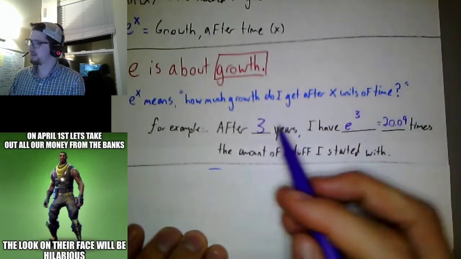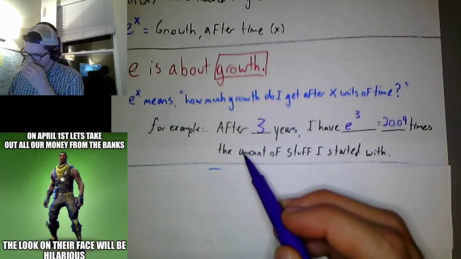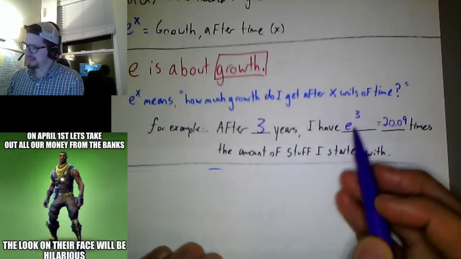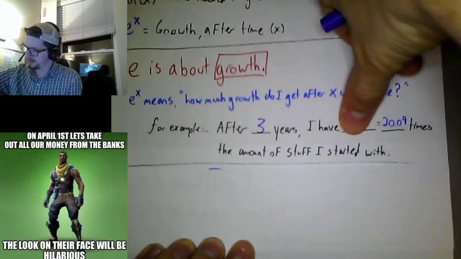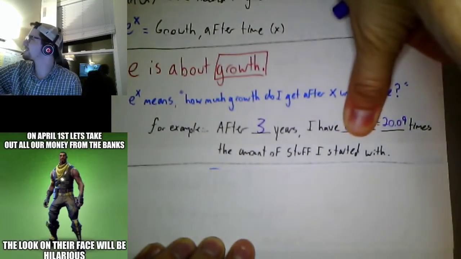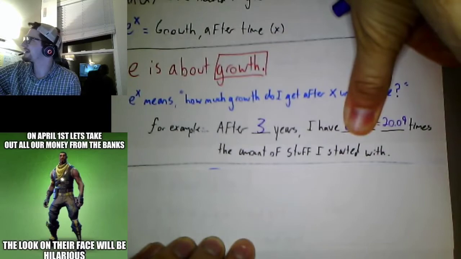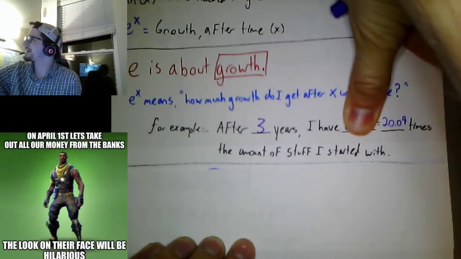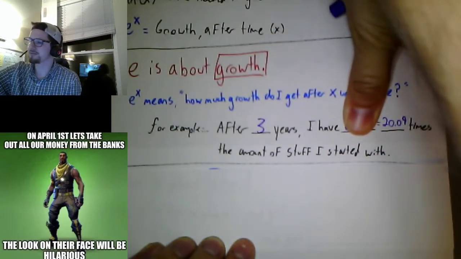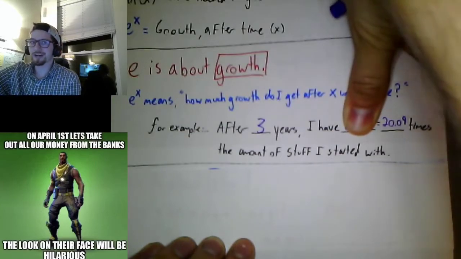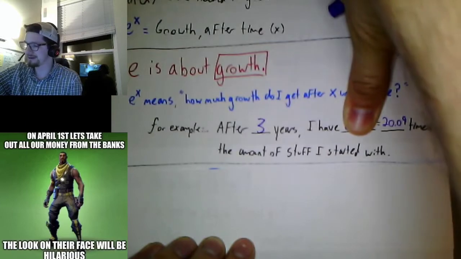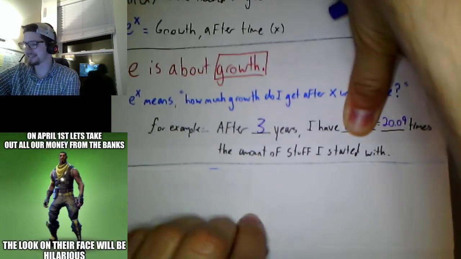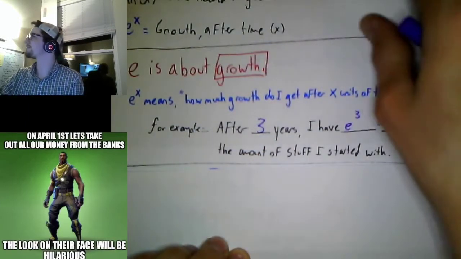So let's explain this a little more. Pretend that e to the 3 isn't there. That's how we get this number, but this is the kind of question this problem will let us answer. After how many years would you have blank times the amount of stuff you started with? If I start with $100 and I now have $200, that's 2 times the amount of stuff I started with. How many years would that take? That's what e to the x helps you with.